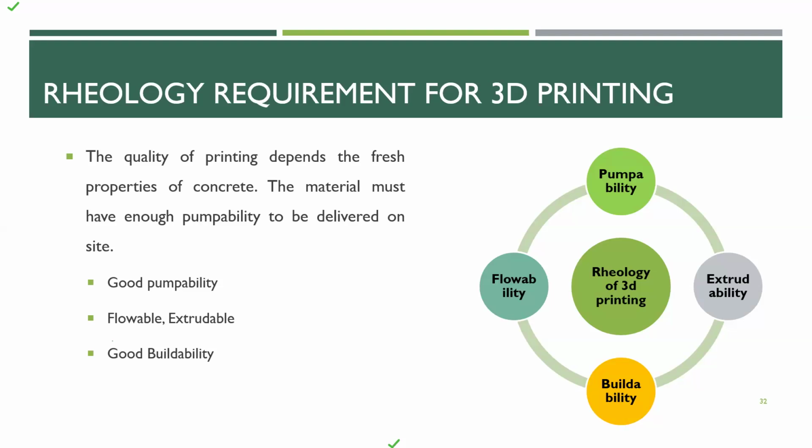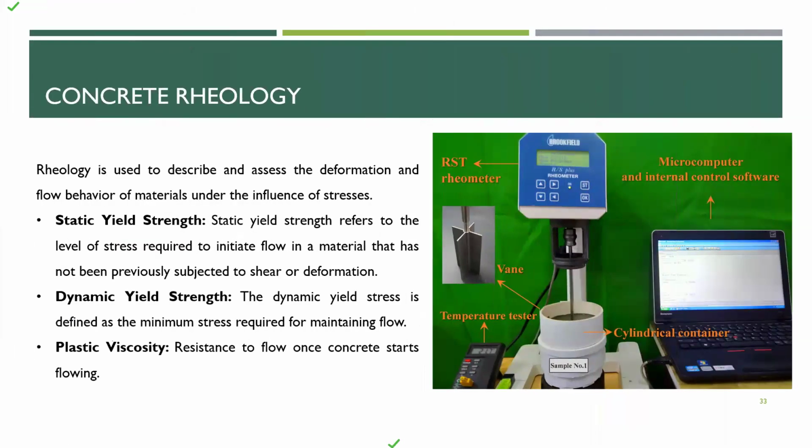And the setting time depends upon the printer. For a robotic printer it is like 5 to 10 minutes, and for a gantry we want 1 to 2 hours setting time. But we also want it to be buildable, or harden quickly. What happens is the concrete is pumped, it should be workable, and then when it is extruded, it should harden quickly. So for that, we have to check the rheology of the material.